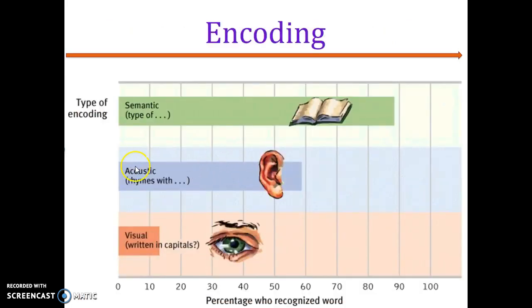So encoding, the process of moving information from short term to long term, can be done in three different ways: by visual, by auditory, and by understanding the meaning of it. Research says if you understand the meaning and study, the recall is much longer. The chances of you remembering that are much higher than through hearing and visual.